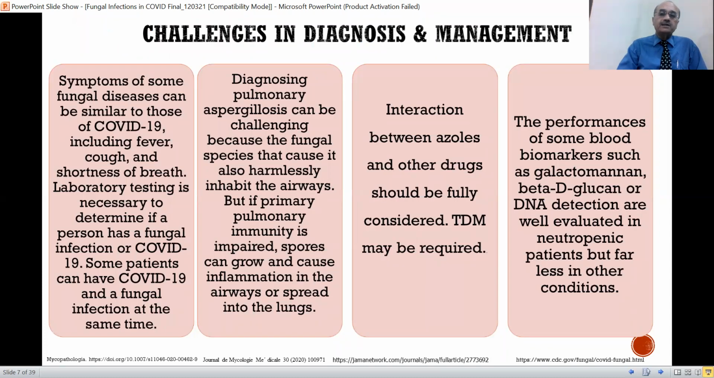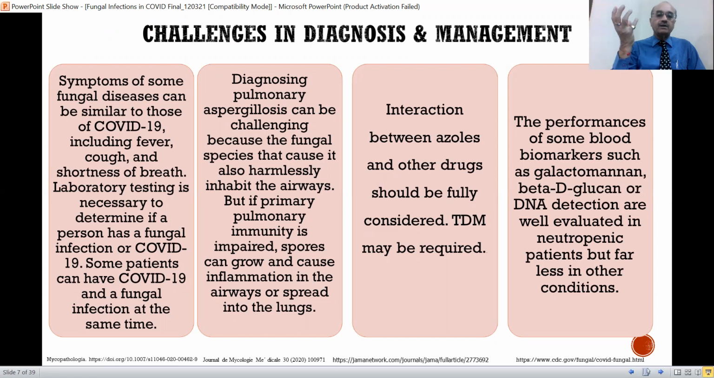So then what are the challenges in the diagnosis and management? Symptoms of the fungal disease can mimic that of COVID-19, like fever, cough, and shortness of breath. Therefore, it is very difficult to make out clinically whether it's a fungal infection alone, a combination of both, or only one. Laboratory testing is very important to determine if a person has a fungal infection in association with COVID-19 or not. But diagnosing pulmonary aspergillosis is a real big challenge.